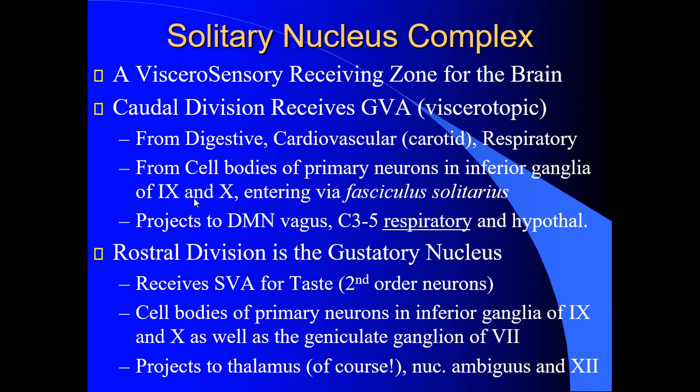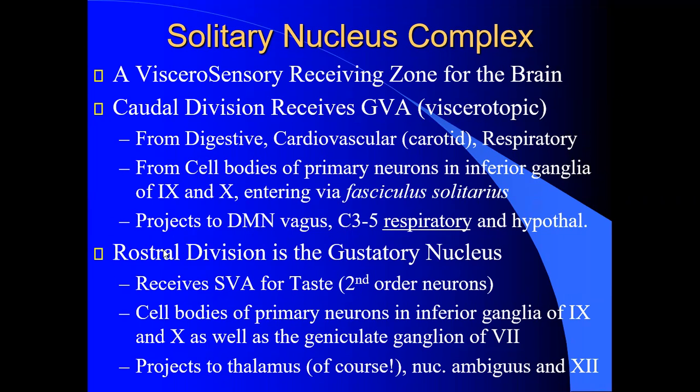It's going to project exactly where it should, which is to the dorsal motor nucleus of the vagus and down into the spinal cord to access the respiratory muscles, okay, as well as project upward to the hypothalamus. So this is really integrating. It's an integrative site of cardiovascular information, cardiorespiratory, cardiovascular. We'll look at it in a little bit more detail in a minute.